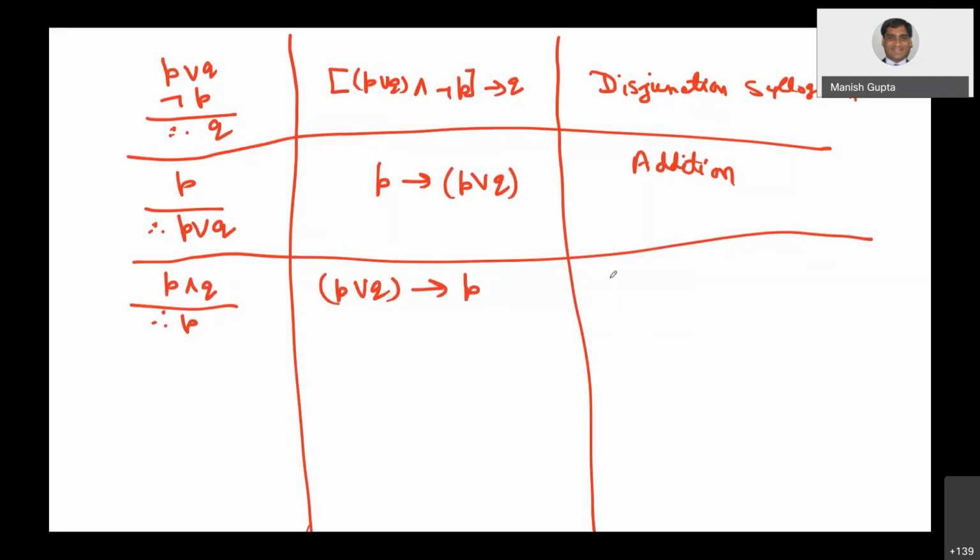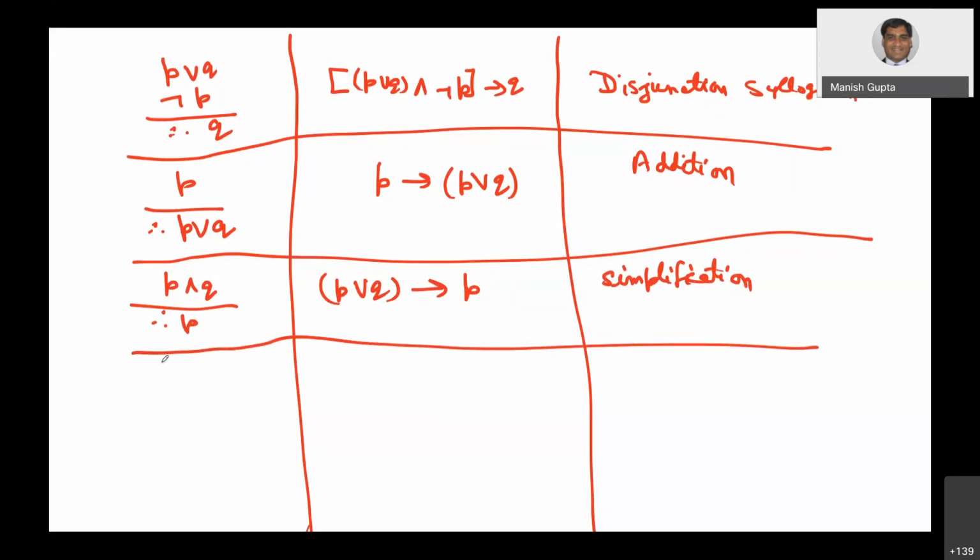And tautology is this, and this is known as simplification. Then we have P is true, Q is true. Therefore, yes. Sir, in the second column, the P join Q, P meet Q, right? In the second column, you want to say addition? No, simplification.